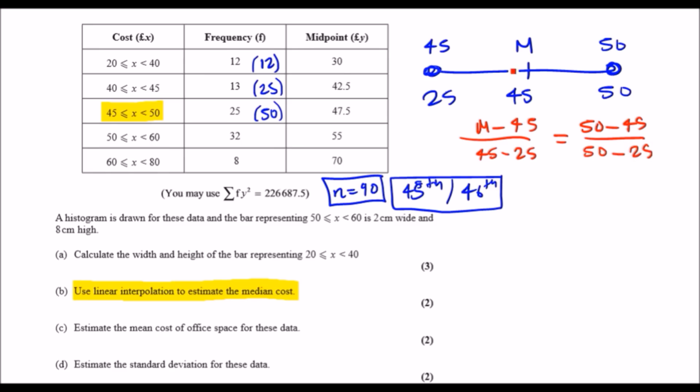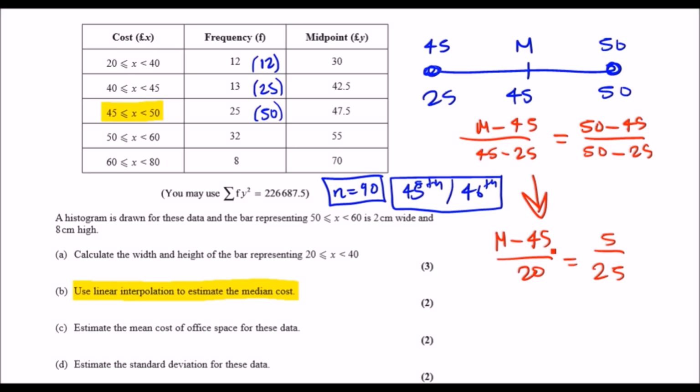You could do this in various ways. You could do it upside down. You could do m take away 50. It doesn't matter. Ultimately, you'll get the same value because this is all in direct proportion. Now let's go ahead and resolve this, yeah? So resolving this one, you get (m minus 45) over 20 equals 5 over 25.